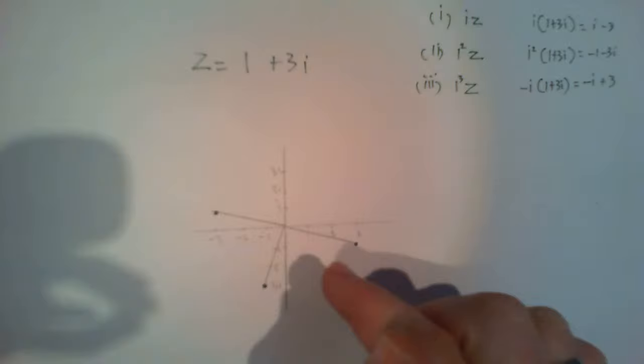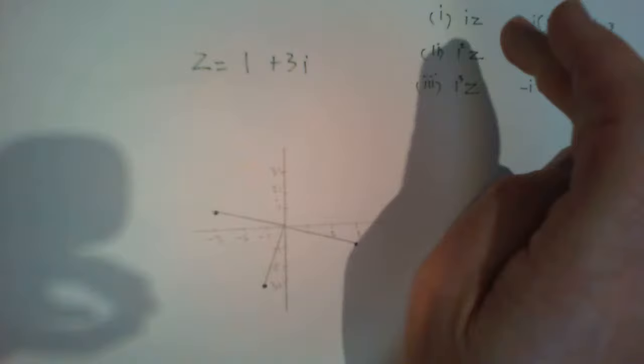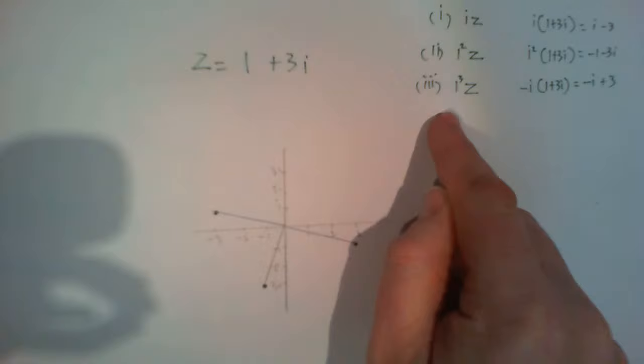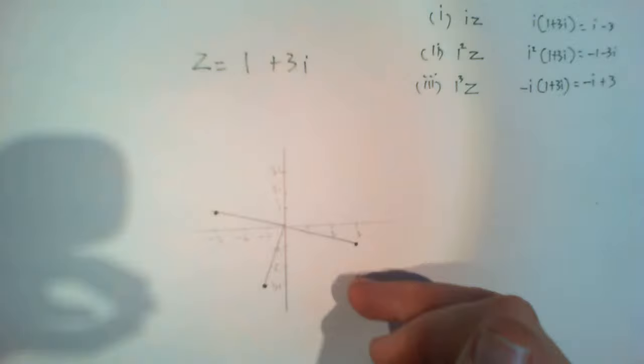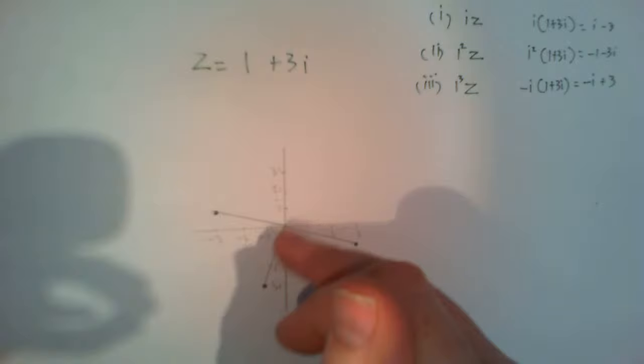Okay. We've talked about this before. Remember, there's a pattern that happens. I would confidently predict that if I did i to the power of 4 times z, the answer would be up here. Because we said before that these i's repeat in patterns of 4. And they would form the 4 points around a circle, each of them at a right angle to each other. Which is pretty cool when you think about it.